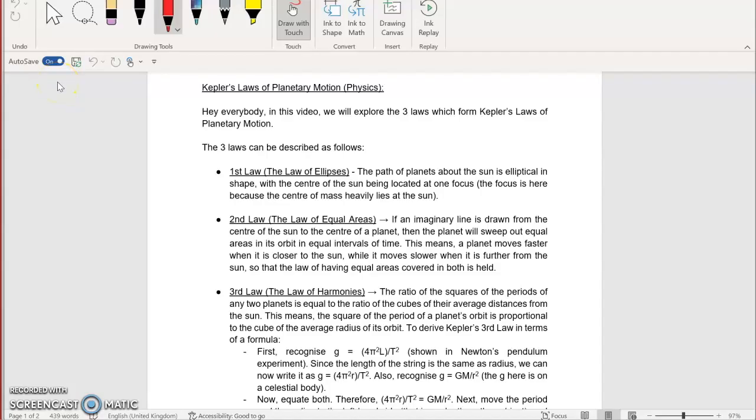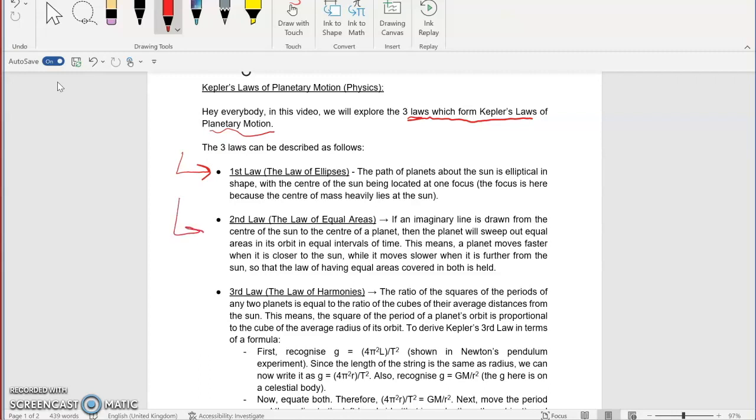Hey everybody, in this video we'll explore the three laws which form Kepler's laws of planetary motion. The three laws can be described as follows. The first law is a law of ellipses. The path of the planets about the Sun is elliptical in shape, with the center of the Sun being located at one focus. The focus is here because the center of mass heavily lies at the Sun.